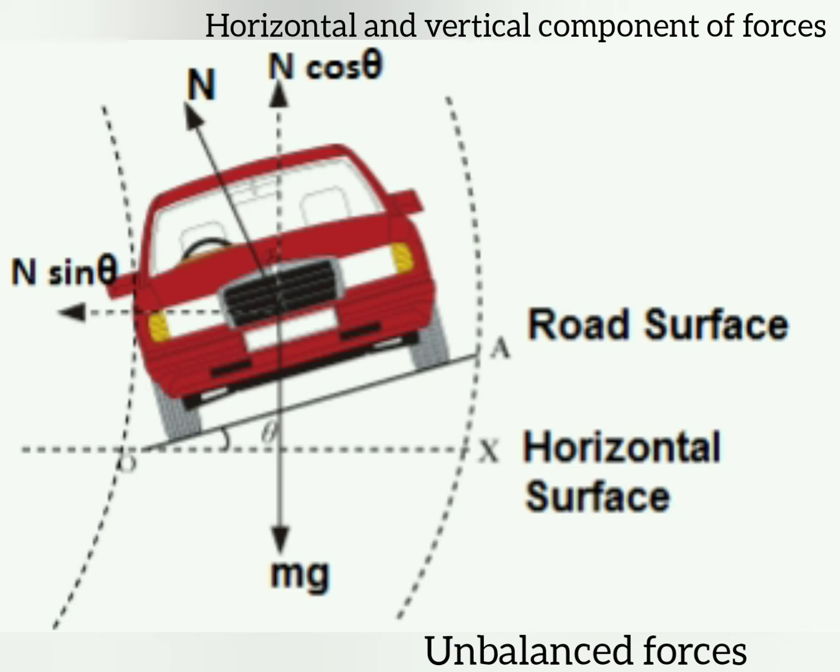When a car is taking a turn, the weight of the car is mg, and it is balanced by an upward force, N cos theta, and the horizontal component is N sin theta. The vertical component is N cos theta and the horizontal component is N sin theta.